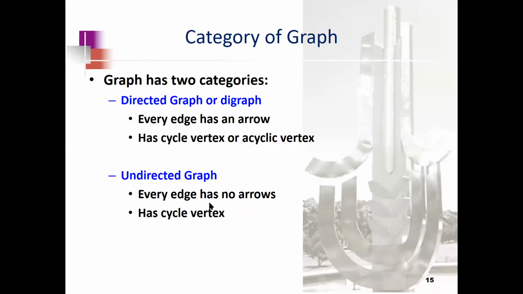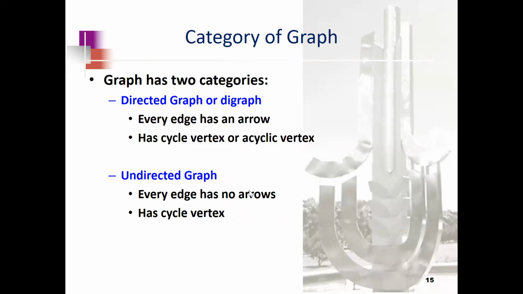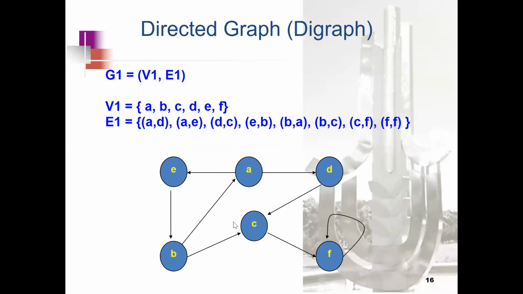Okay, so has no arrow, has cycle vertex. Okay, maksud Cleveland akan go to Columbus and then go back Columbus to Cleveland. So ini adalah cycle. Okay, cycle vertex. Okey, ini contoh ya.